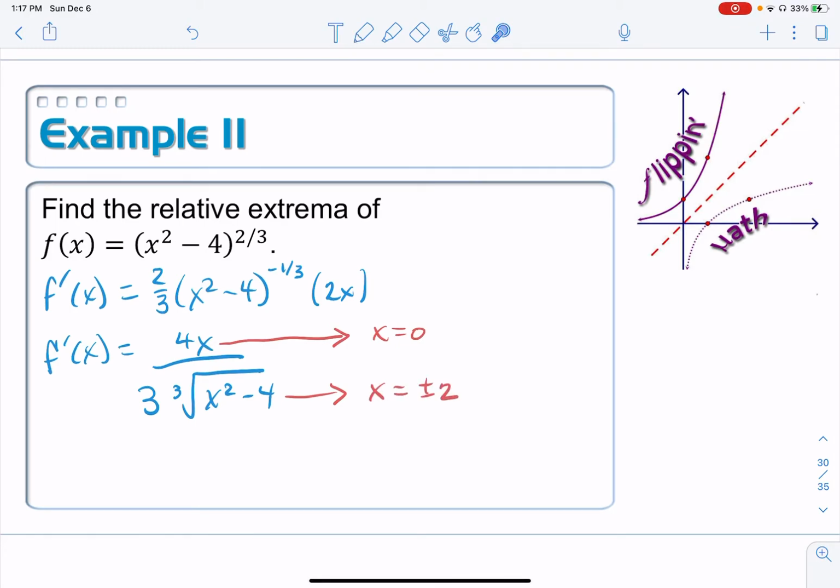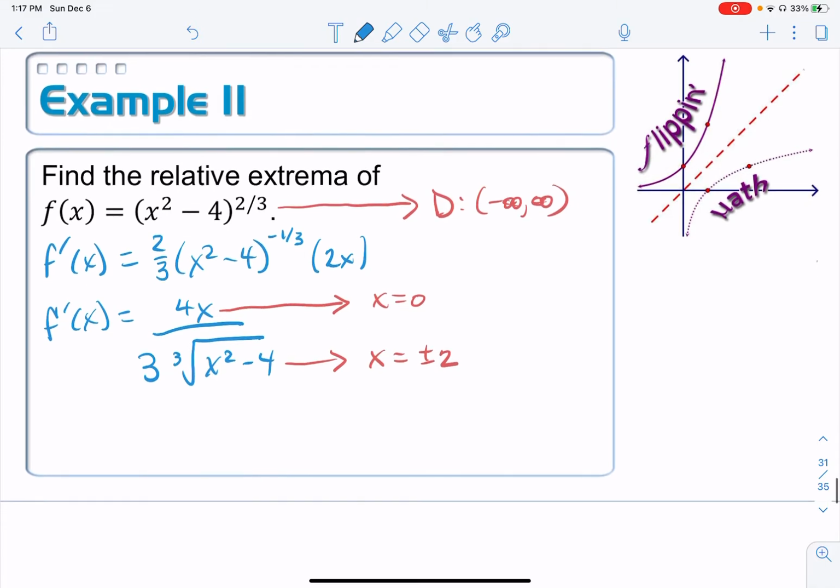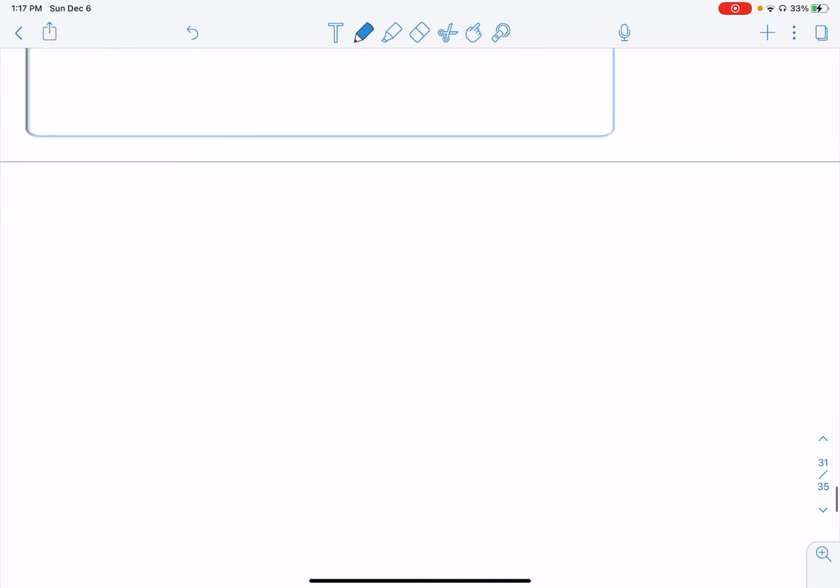Okay, so the reason why plus or minus 2 are critical numbers is because the derivative does not exist there. But if I look at the original function, its domain is all real numbers from negative infinity to positive infinity. Okay, but the derivative does not exist at positive or negative 2. I wonder what's happening on the graph at those particular points. You know what can help us put those pieces together? The first derivative test.